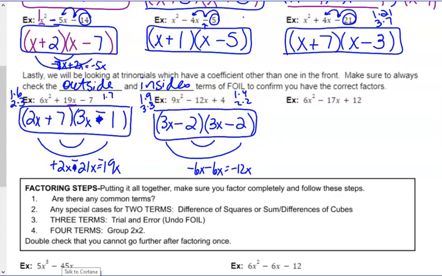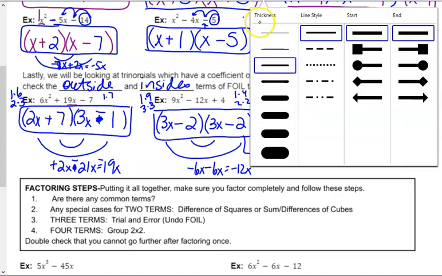Now, you might say, hey, that looks the same. Those are exactly the same. Can I write that as 3x minus 2 quantity squared? And the answer is absolutely you can. I would actually prefer it to be that quantity squared if you recognize that. Okay? All right, and our last one of these with our trial and error.